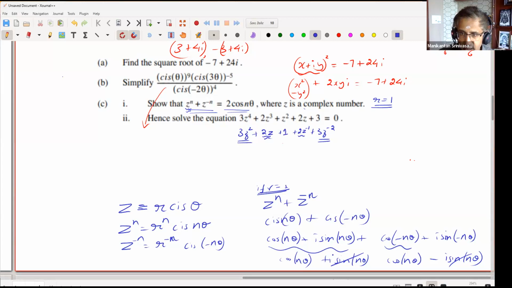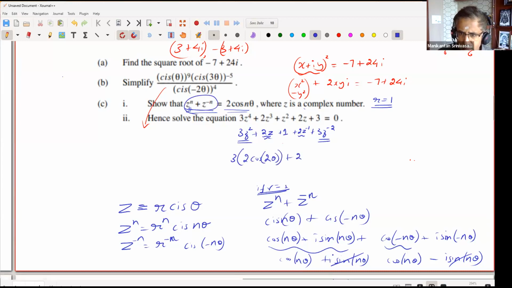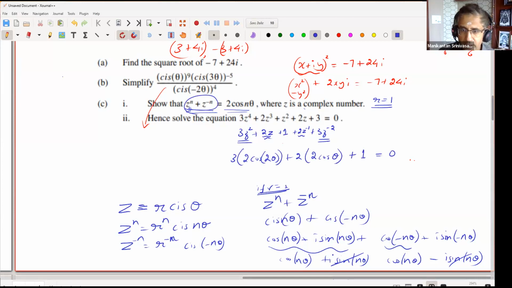So by combining the 3 times z square plus z power minus 2 using this relation, it is 2 times cos 2 theta. And then 2z plus 2z power minus 1, z power 1 plus z power minus 1 is 2 cos theta, and then plus 1 equal to 0. Okay, so now we can solve for this. So we get 6 times cos 2 theta plus 4 cos theta plus 1 equal to 0.